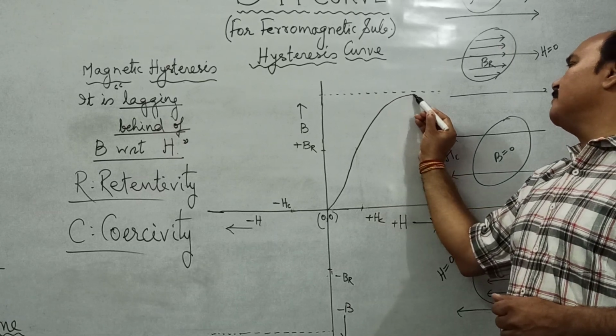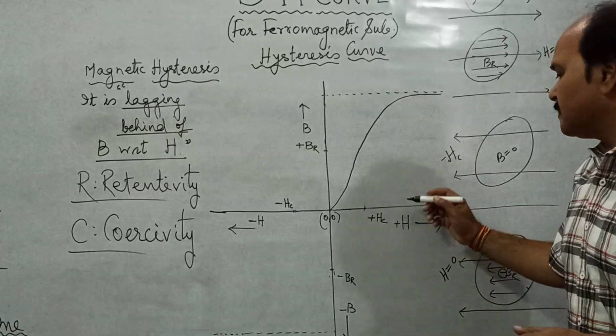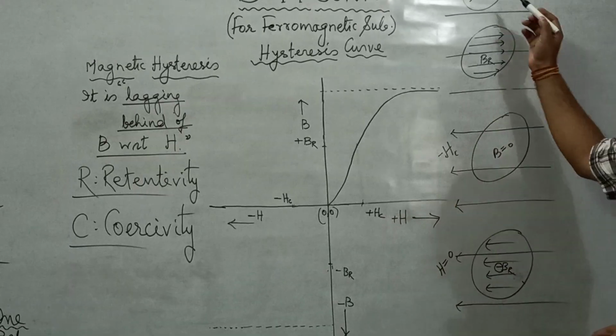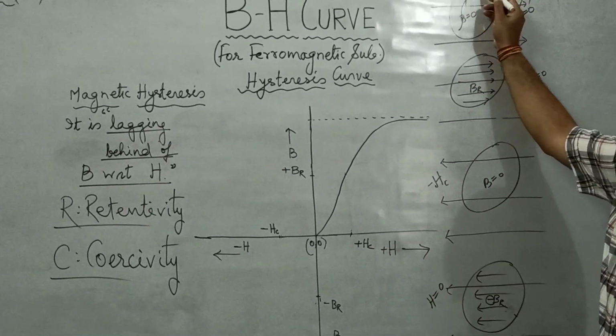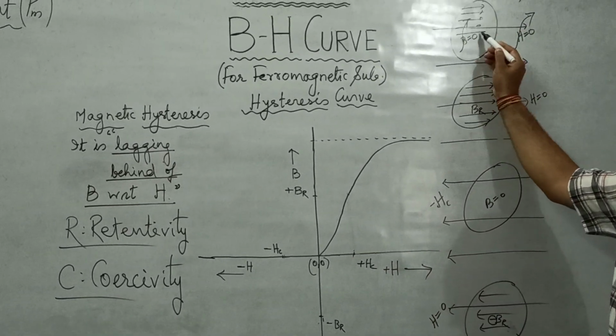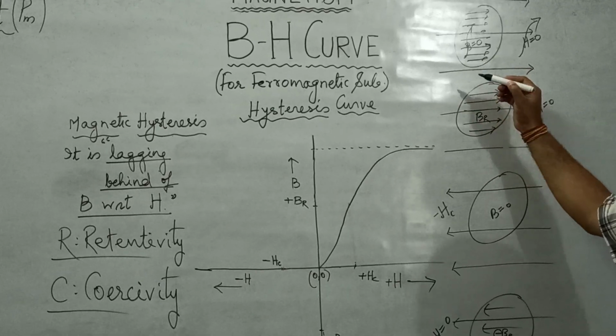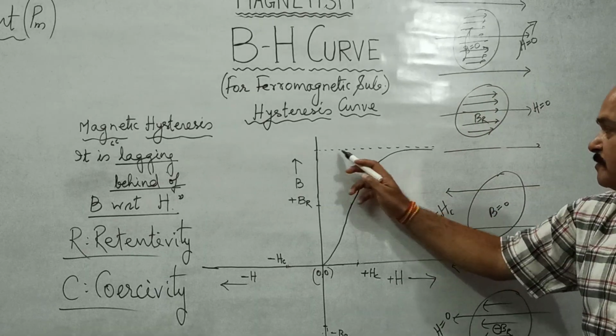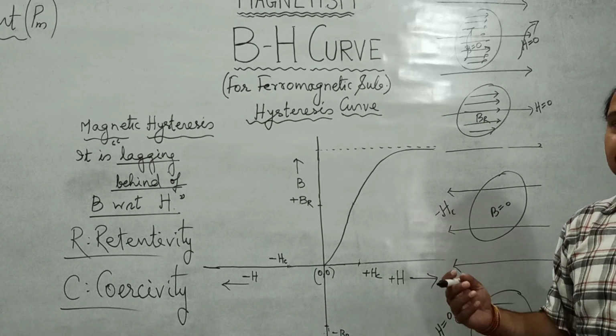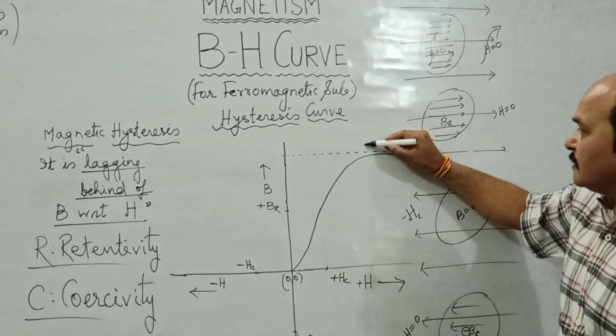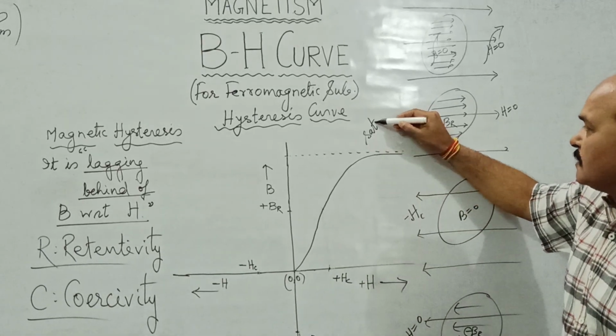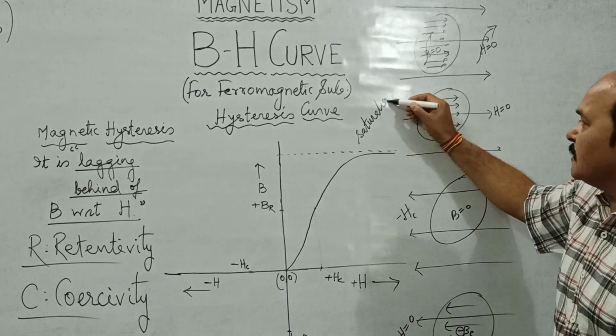This is a graph between B and H. As we increase the value of H, the value of B increases, and finally a stage is reached when the value of magnetic field in the substance becomes maximum. This is called the saturation state.